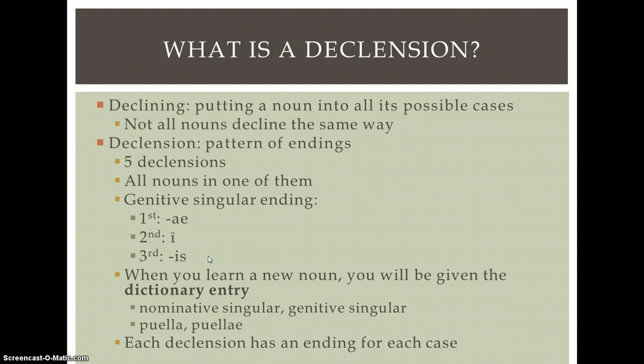Now, how do you know what declension a noun is in? Well, for that, you need to learn the dictionary entry. When you learn a new noun, you will learn the dictionary entry, which is the nominative singular and the genitive singular. So in our example word, puella, puellae, puella is our nominative singular form, and puellae is our genitive singular form. And it's from this genitive form that we find what declension the noun is in. As you can see here, puellae ends in an AE in the genitive, so it is first declension. Each of the 5 different declensions has its own endings for each case.